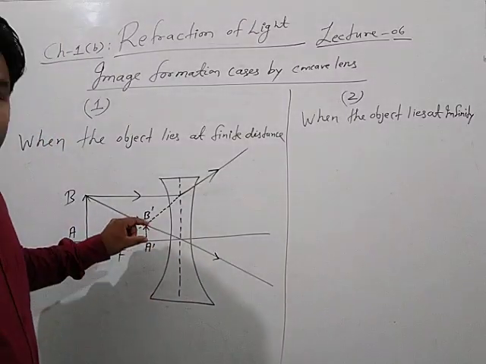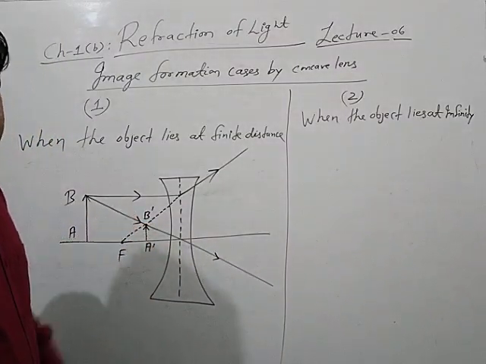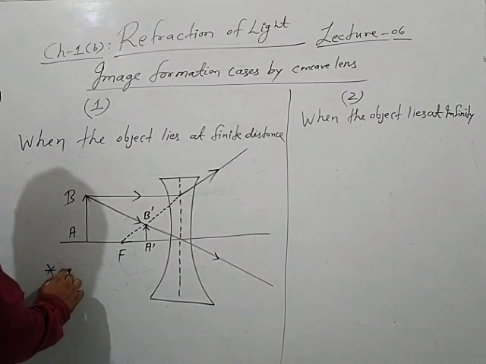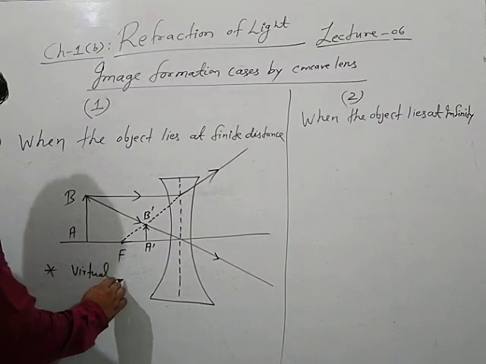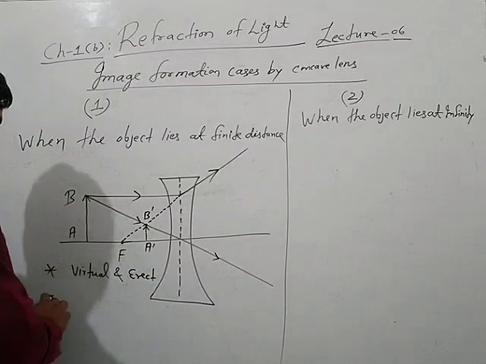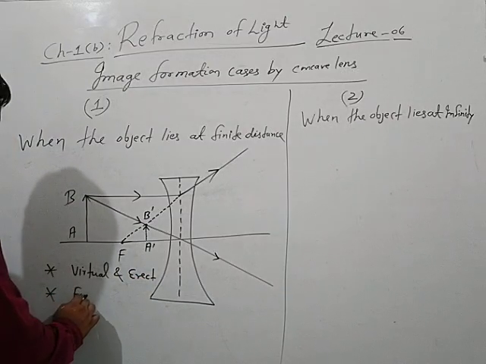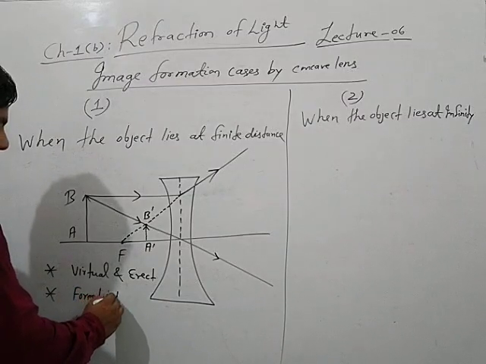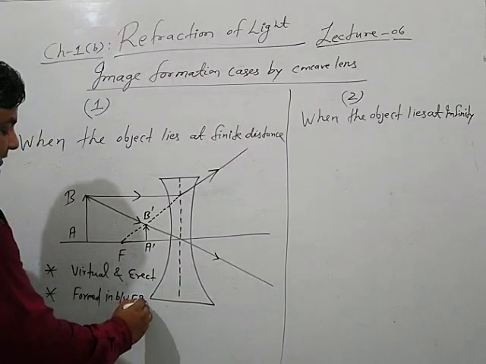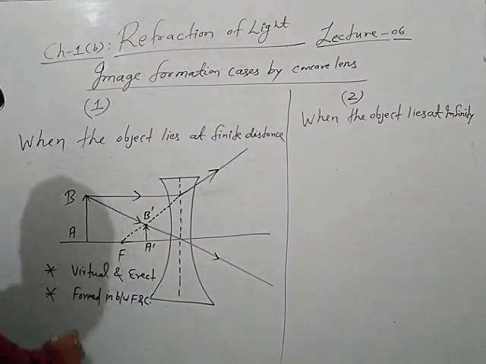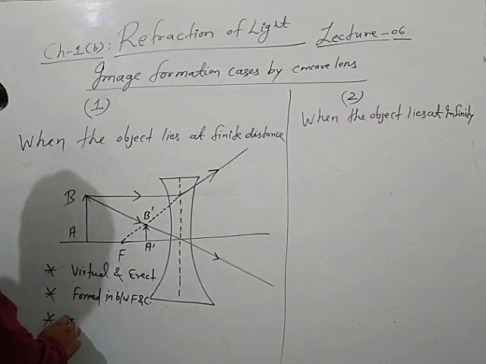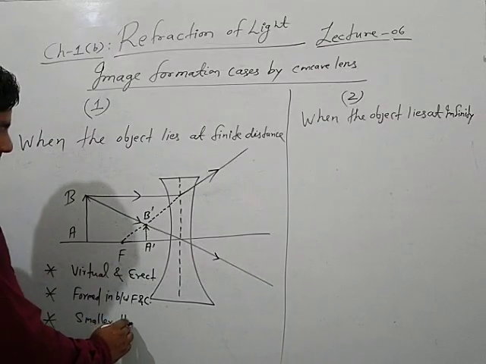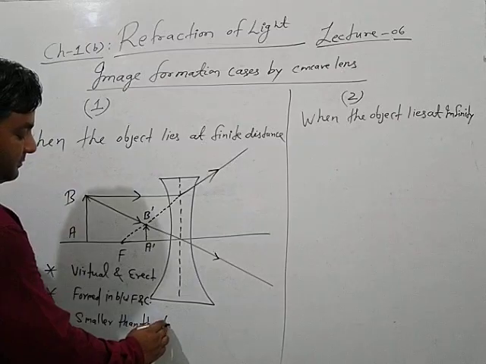This image is virtual, erect, and smaller than the object size. So three concepts about image. Number first, virtual and erect. Second, formed in between F and C. And third concept, smaller than the object size.